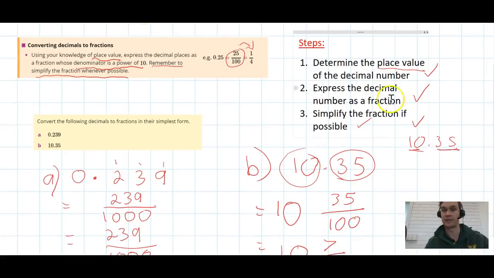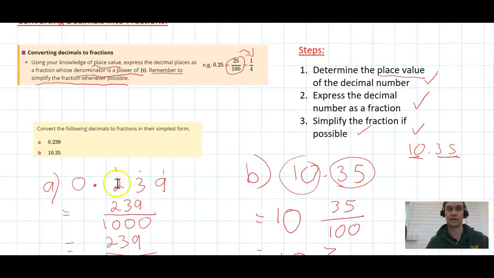Make sure you have written down these steps here and you go through those processes. So understand the difference between a whole number and a decimal number, and you'll be able to easily convert those decimals to fractions.